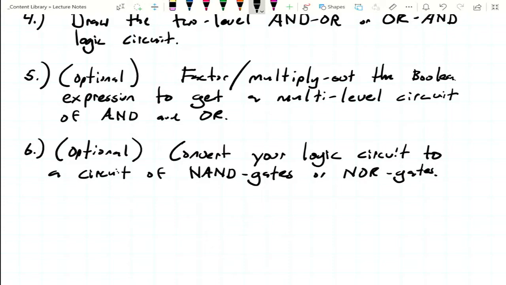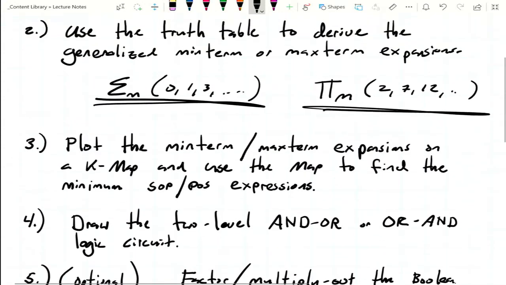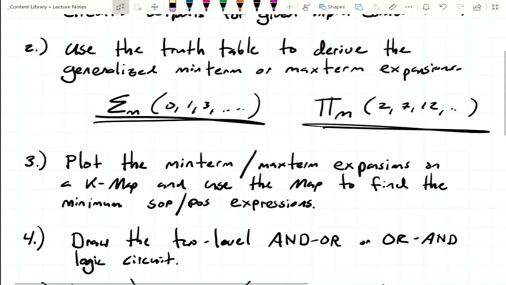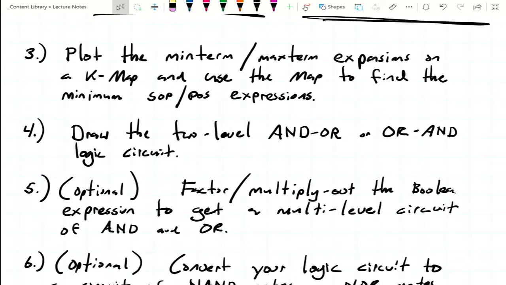So this is what the world looks like for us right now. Just to recap, step 1, we're always going to start with the truth table that lays out here are all the inputs and these are the outputs that we want for those inputs. You're going to use that truth table to get that min-term or max-term expansion, sum of min-terms 0, 1, 3, and so on, or the product of max terms 2, 7, 12, so on. Then you're going to take those expansions, drop them into a K-map and use that K-map to do your groupings and get your minimum sum of products or product of sums Boolean expressions. Once you have that, then you can draw your two-level AND-OR or OR-AND logic circuit, and you could stop there because that's going to get you a working logic circuit that does the thing that you need it to do.